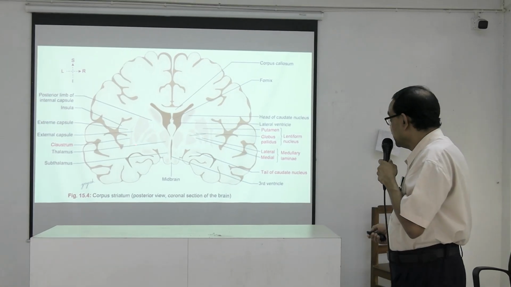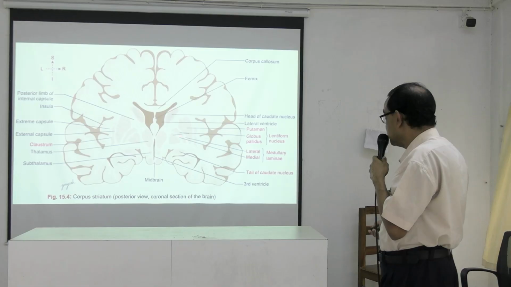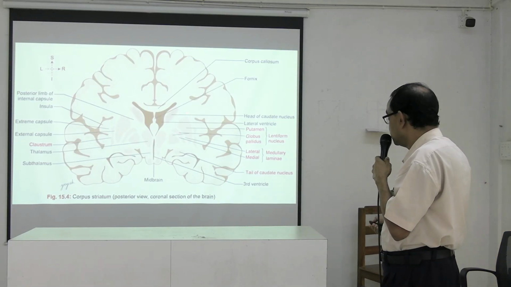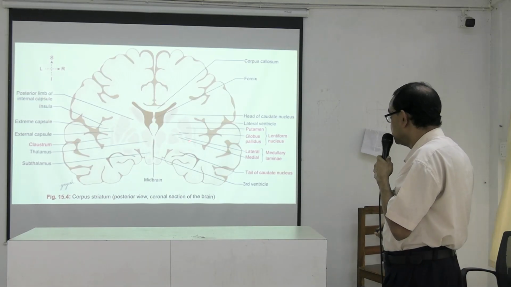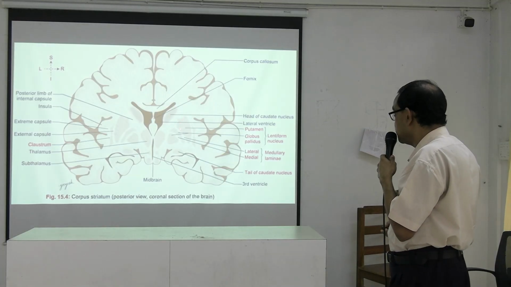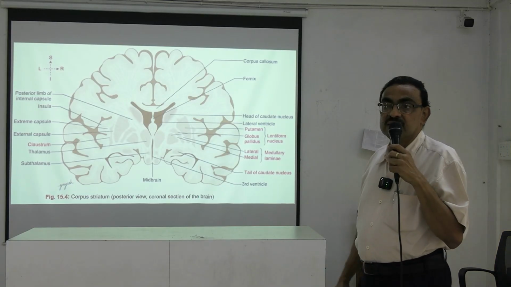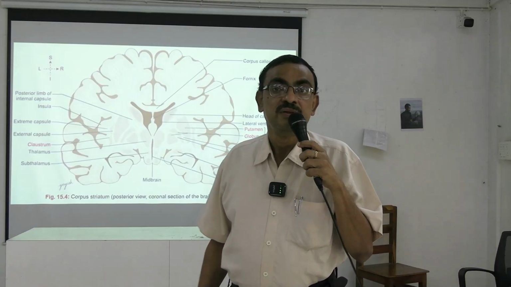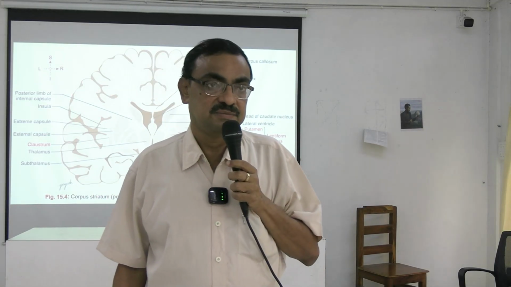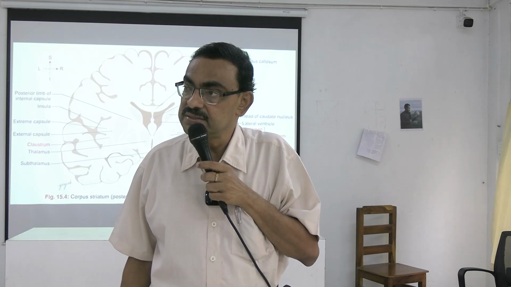Now this globus pallidus is medially placed. As a whole, the putamen and the globus pallidus constitute the lentiform nucleus, and the putamen and the caudate nucleus form the input centers. They are the major input center of the basal ganglia.